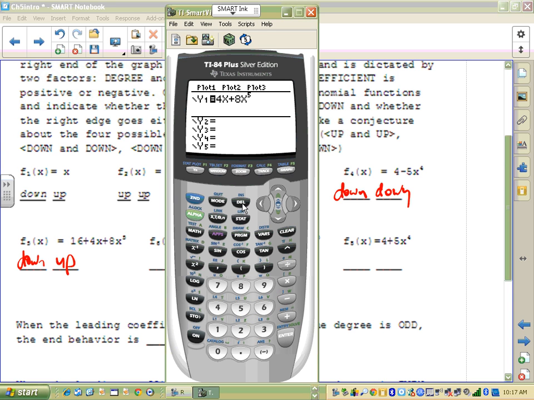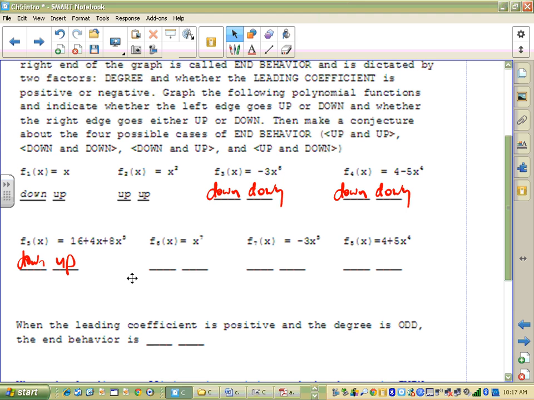What happens if I get rid of this 4x and just make it 8x to the 5th? Well, it's still going down on the left and up on the right. So the first term really is the only term that tells us about the end behavior, and it does. So really we can almost kind of disregard the other terms. Okay, so hopefully you made that connection.